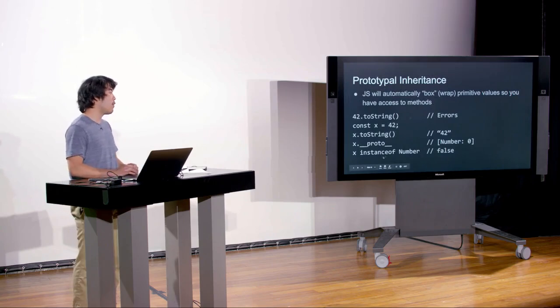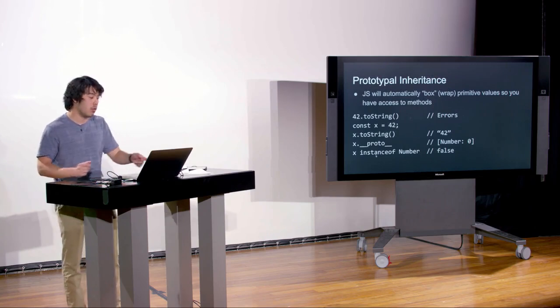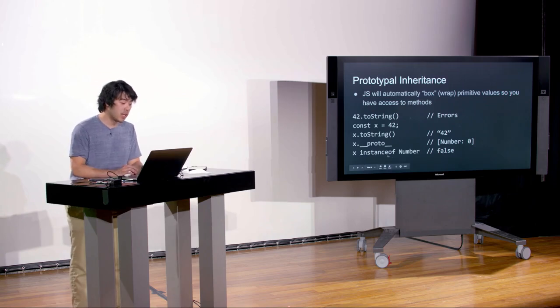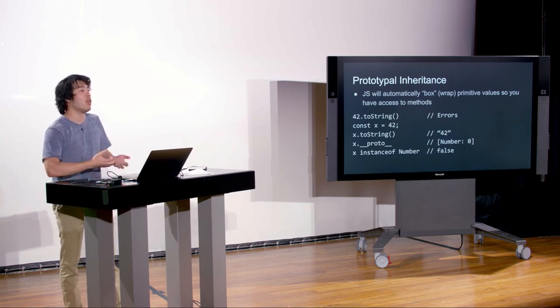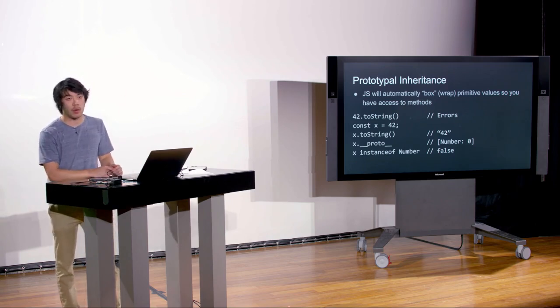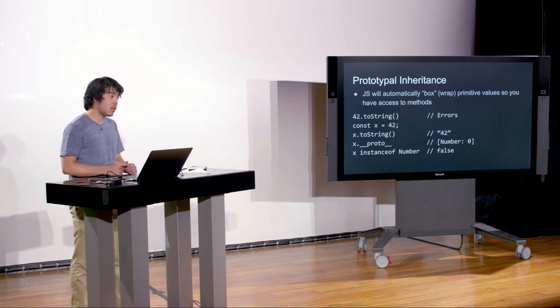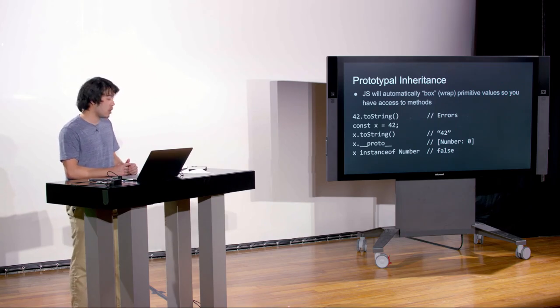Another way to find out if a value is an instance of some type, you can do x instanceof Number, and that would return false, because x is actually not of type capital Number. It's just boxed around in that Number object for your reference. Does that make sense? Again, not something you're going to use every day, just something that is helpful to know in case you run into these strange corner cases.